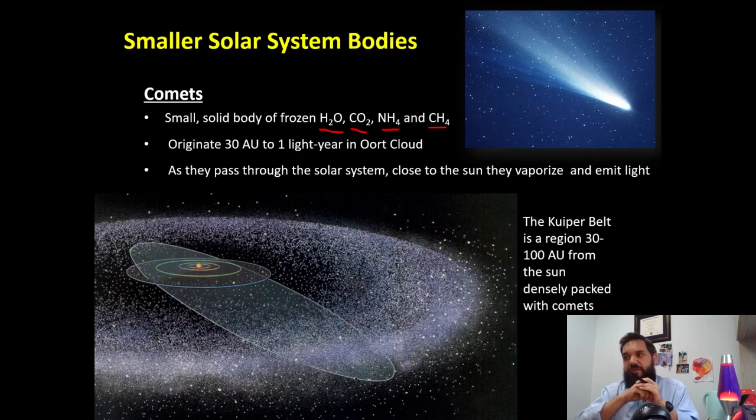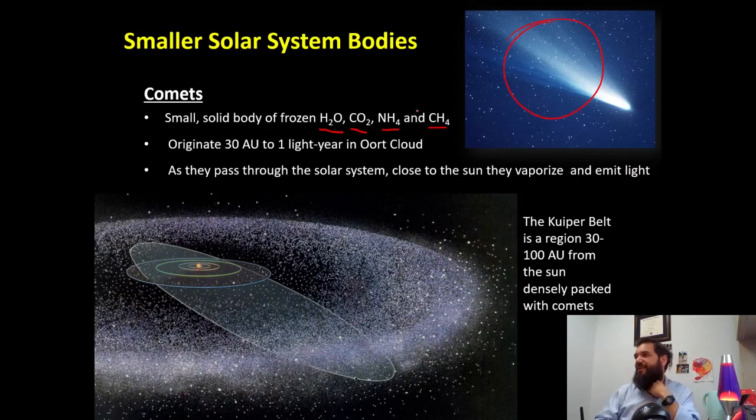As comets pass close to the sun, some of these have very highly elliptical orbits, so they spend most of their time far away, but then they get close to the sun for part of their orbit. When they approach the sun, they start to volatilize and give off ionizing energy that we see as a tail.